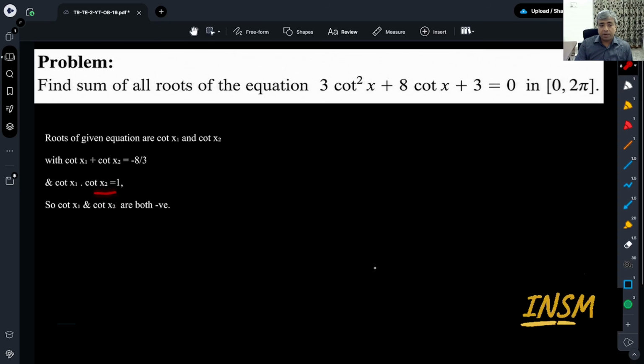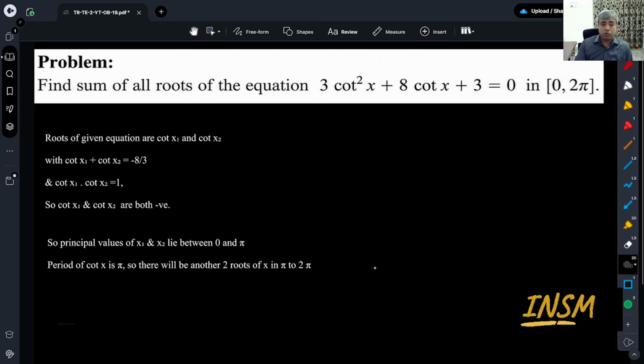Since the product is positive and sum is negative, we know that both cot x1 and cot x2 are negative. And of course you are going to get two values of cot x1 and cot x2. As of now, you should not start calculating the values of cot x1 and cot x2 to find x1 and x2. This is one of the first traps which can involve you in a very long solving session without yielding much results.